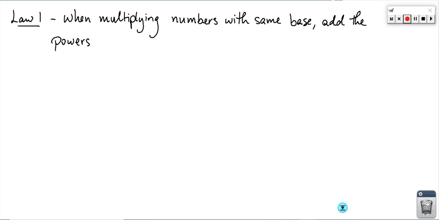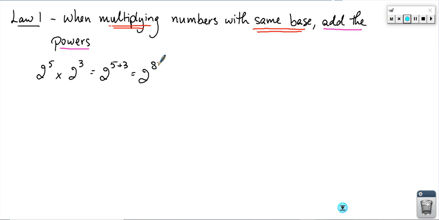What's important? This is the most important part. First of all, we need to be multiplying and the numbers should be same base. Alright? In that case, we add the powers. Okay, so let's see a few examples. For example, 2 to the power of 5, we have already seen what that means, multiplied by 2 to the power of 3, that's 2 to the power of 5 plus 3, which becomes 2 to the power of 8.